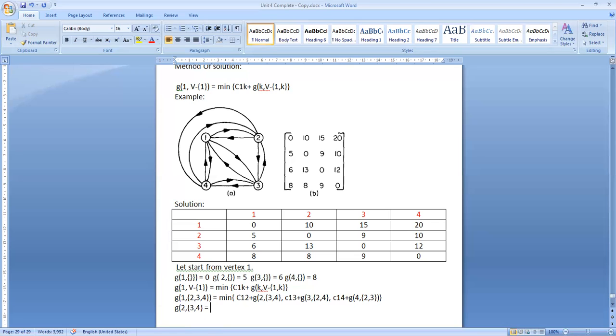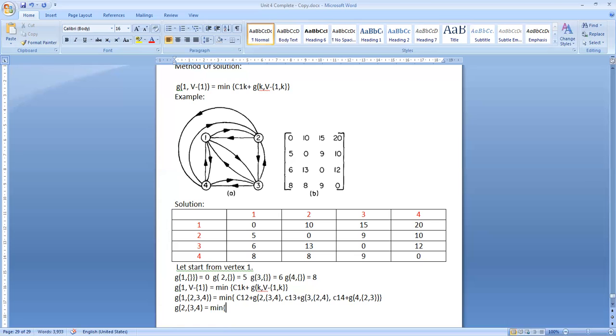So what does it mean? Start from vertex 2, visit these vertices and come back to the vertex 1. When I start from here, either I can go to vertex 3, then from 3 I go to vertex 4 and 1, or from vertex 2 I can go to vertex 4 first, then visit 3 and come back to vertex 1. So these are the two cases. I should take into consideration both the cases.